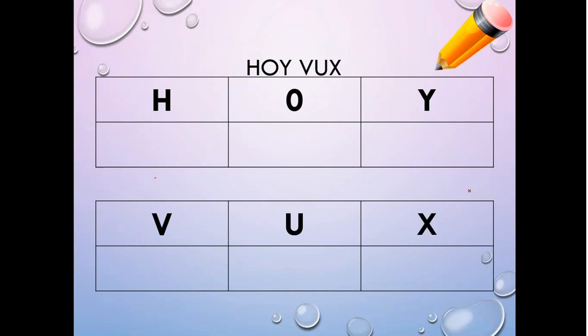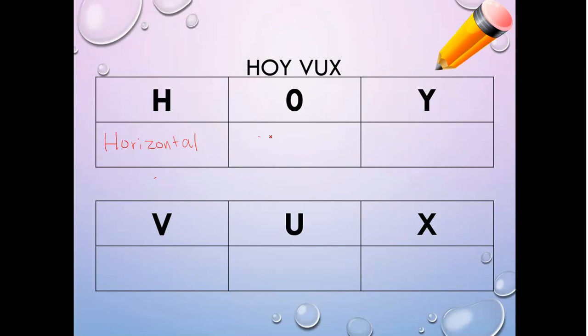Now, horizontal and vertical lines. Here's a way to remember it: HOY VUX. Sounds kind of like German, but it's not. It's just a way to remember. It's kind of confusing to know when to graph a horizontal line and when to graph a vertical line. Here's the way I remember it. HOY stands for horizontal.